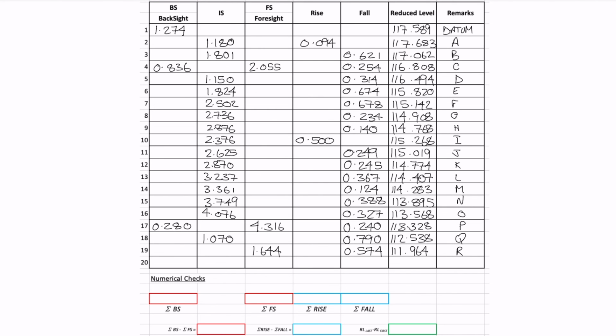To complete our numerical checks to verify the calculations that we have just completed, we add up all the backsight readings. We get a total of 2.390. We add up all our foresight readings. We get a total of 8.015. The total of the backsights minus the foresights gives us a value of minus 5.625.